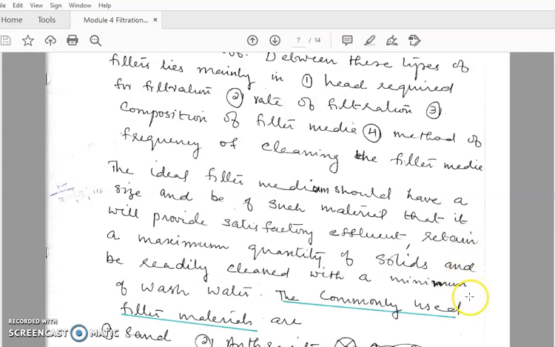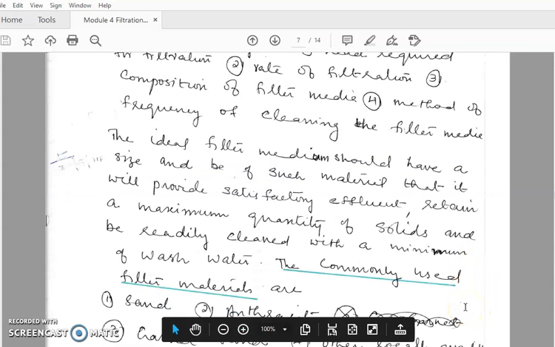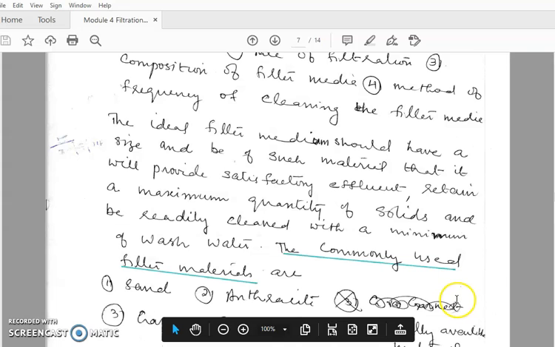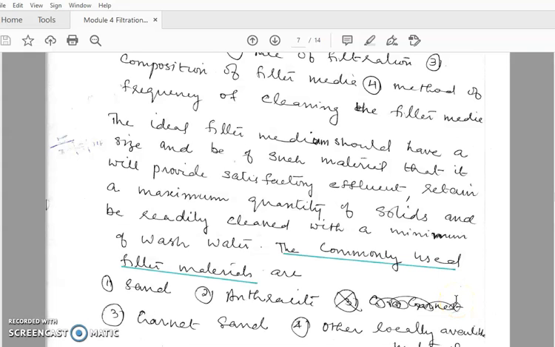Considering these things, the medium should have a size and be of such material that it will provide satisfactory effluent. And again, it should retain a maximum quantity of solids within the media, within the container itself. And it should be cleaned with a minimum quantity of wash water. Satisfying all these prerequisites, the commonly used filter materials are, first one is sand. Sand is the first and foremost filter media used all over the world.